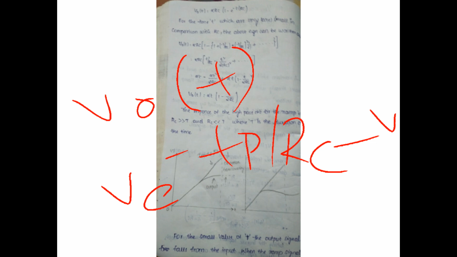Again we apply the RC comparable to TP condition. In this condition the capacitor charges, but it produces an exponentially rising signal, which can be written as V naught of t equals V e power minus TP by RC. And again we apply the other condition, RC less than TP. In this condition the capacitor discharges to the zero level, so that area will be lost. The output expression is V naught of t equals V e power minus TP by RC minus V. So the output rises exponentially towards 0.